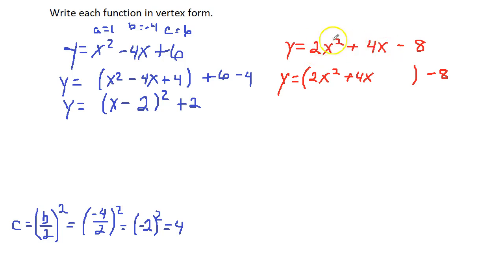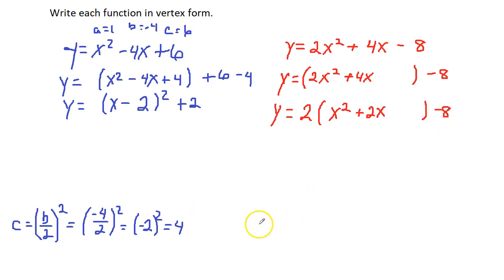Now, what we've got to do here is we have to factor out a 2 because the value of A here has to be a 1. So we say y equals, divide out a 2 from what's inside the parentheses. So 2 parentheses, we're going to have x squared. 4 divided by 2 is 2. So plus 2x. Close our parentheses and bring down our minus 8.